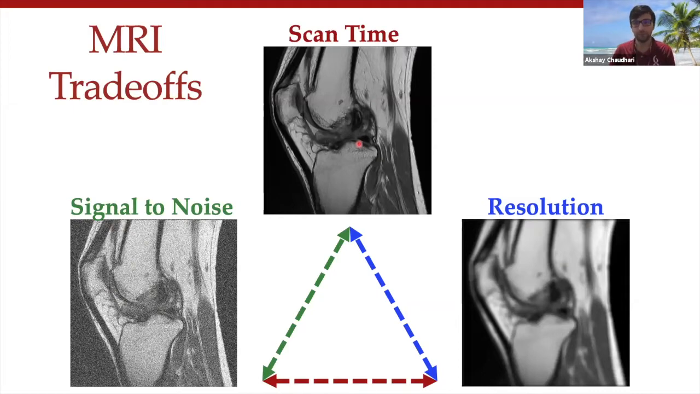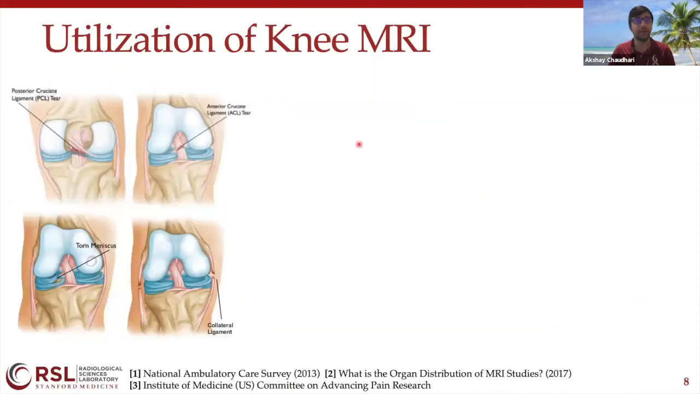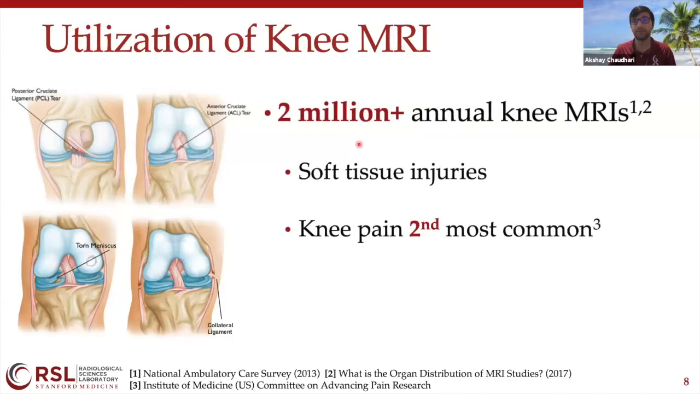And for this particular talk, I really wanted to frame it around a particular use case. I'll mostly be focusing on musculoskeletal imaging, and specifically the clinical utilization of knee MRI. I think this is an important problem because annually in the United States, there are approximately 2 million diagnostic knee MRI scans that are performed.